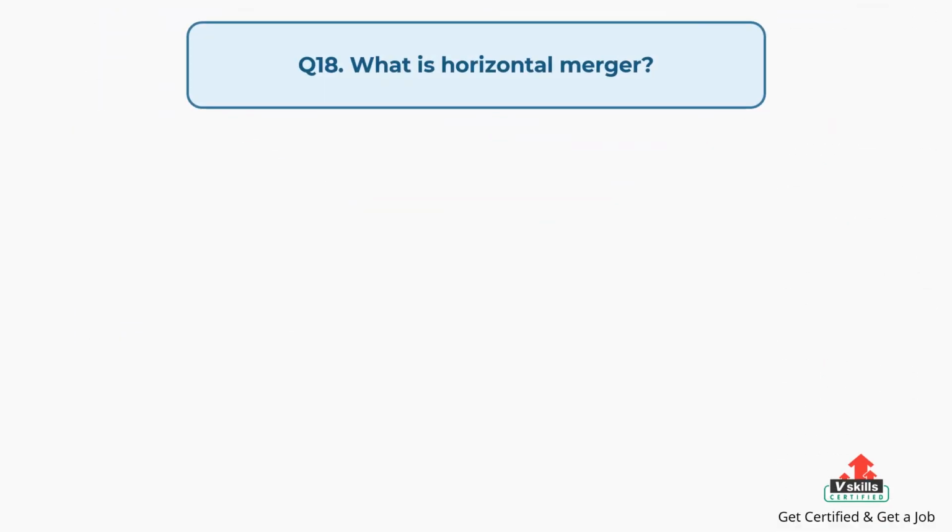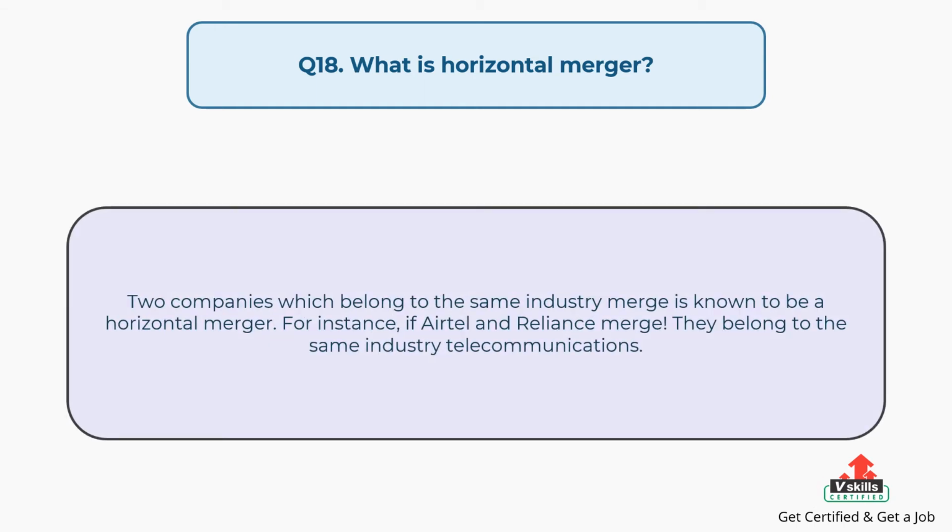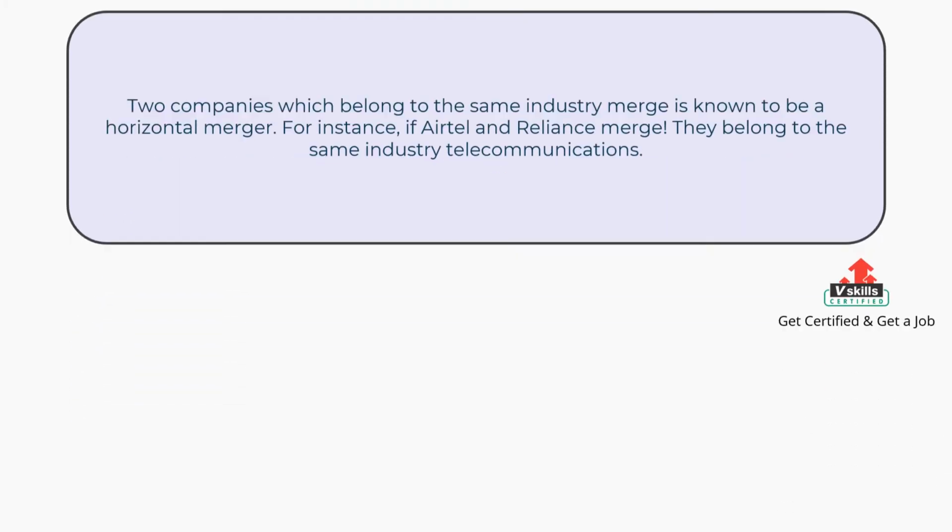Question number 18. What is a horizontal merger? The answer is, when two companies which belong to the same industry merge, it is known as a horizontal merger. For instance, if Airtel and Reliance merge, they belong to the same industry, telecommunications.